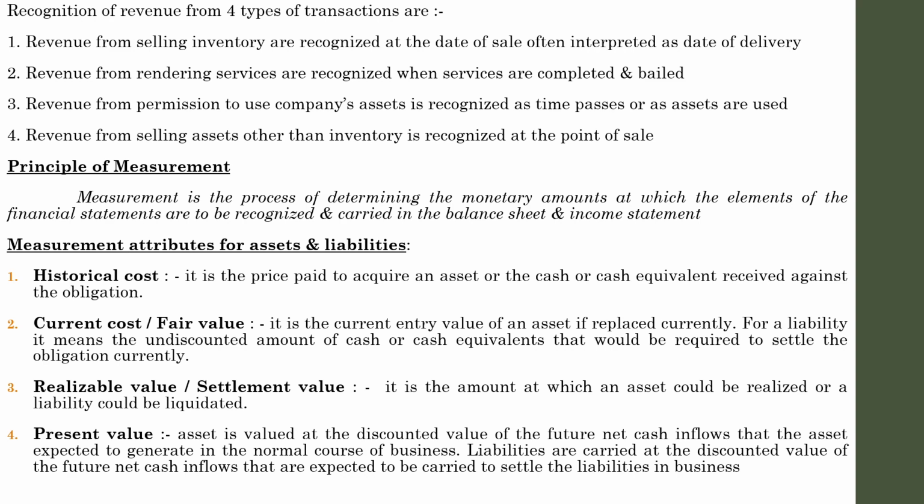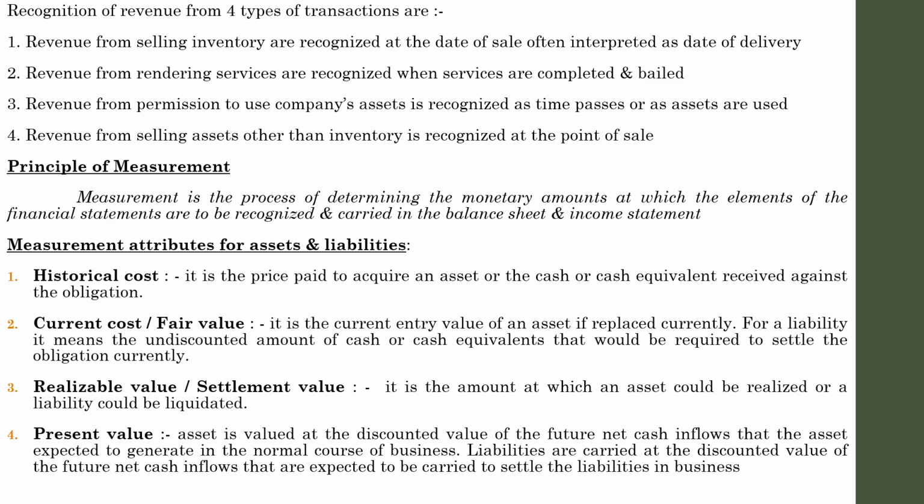Realizable value, usually in the case of an asset, means whenever you are going to sell your asset, the value for which you are going to dispose of your asset. That is known as realizable value. And settlement value is the value for which a liability is liquidated or disposed. How you are going to repay the liability, or what is the rate at which the liability is going to be repaid, that is known as settlement value.